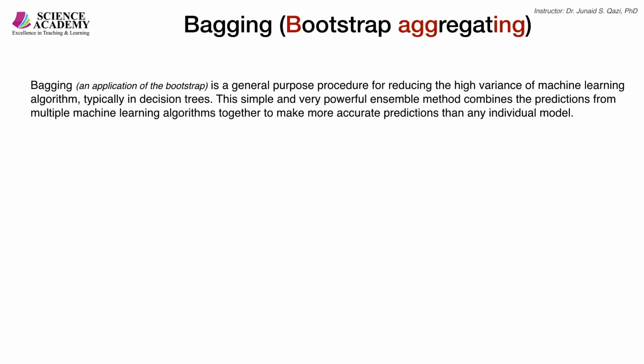Bagging is an application of Bootstrap. Bagging is a general purpose procedure for reducing the high variance of machine learning algorithms, typically in decision trees. This simple and very powerful ensemble method combines the predictions from multiple machine learning algorithms together to make more accurate predictions than any individual model.